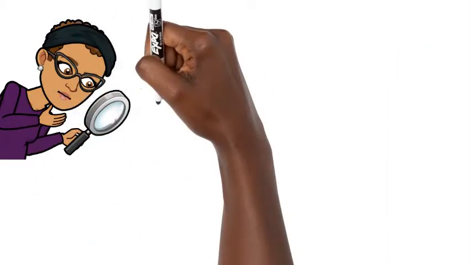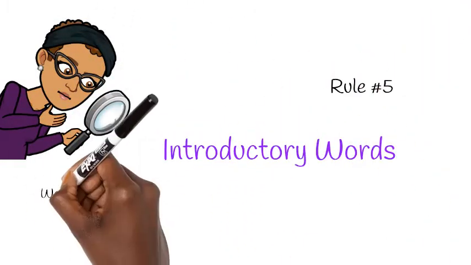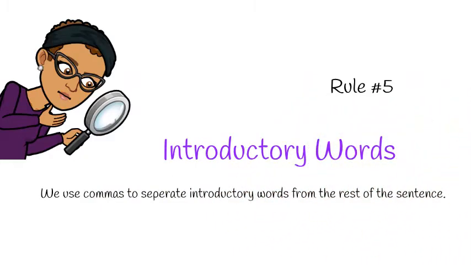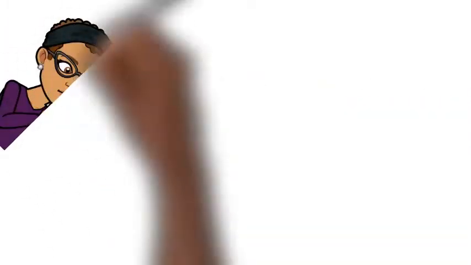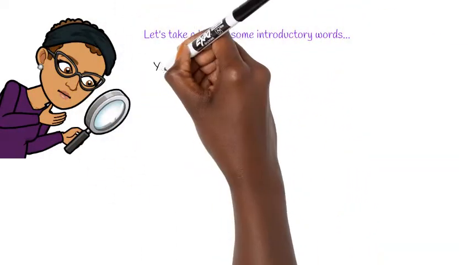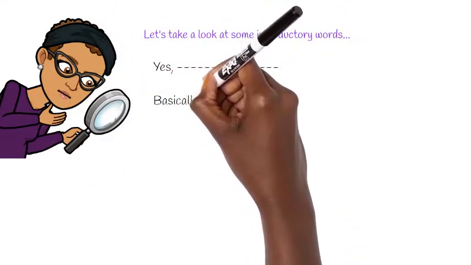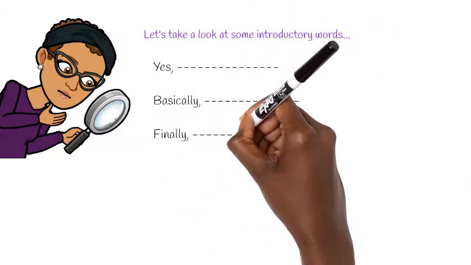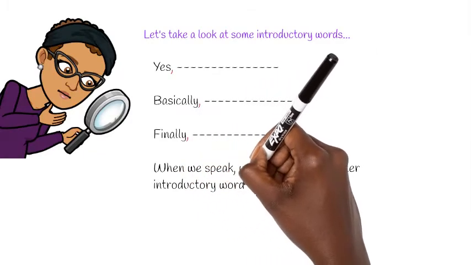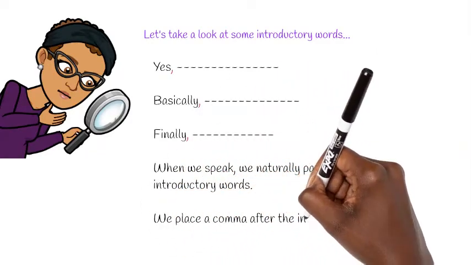Rule number 5, introductory words. We use commas to separate introductory words from the rest of the sentence. Let's look at some introductory words. Yes, basically, finally. When we speak, we naturally pause after introductory words. We place a comma after the introductory word.